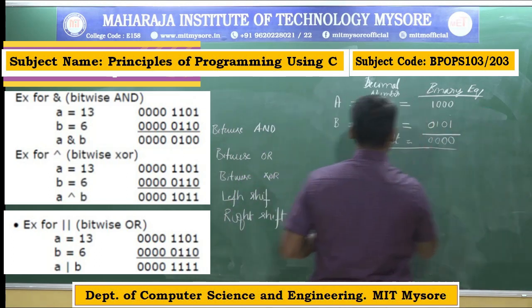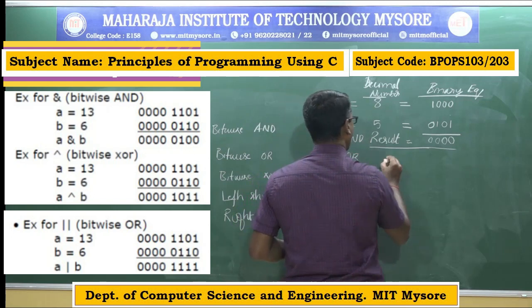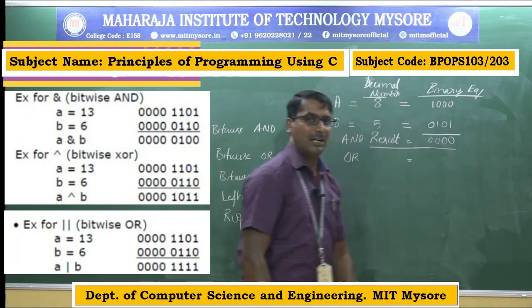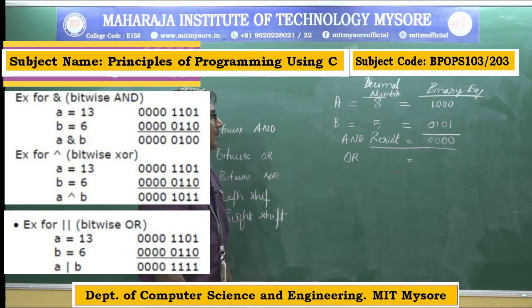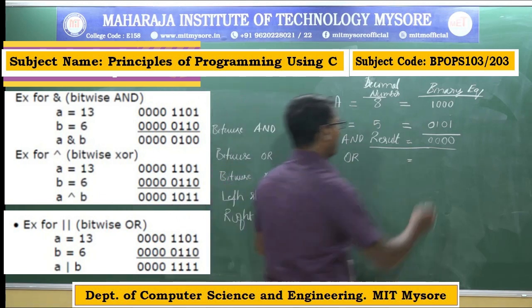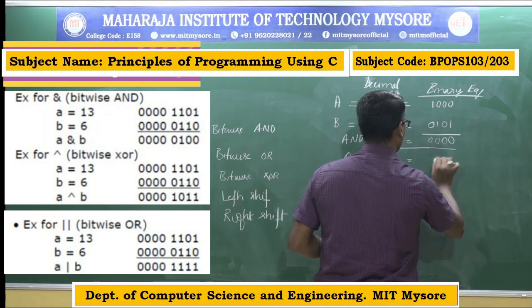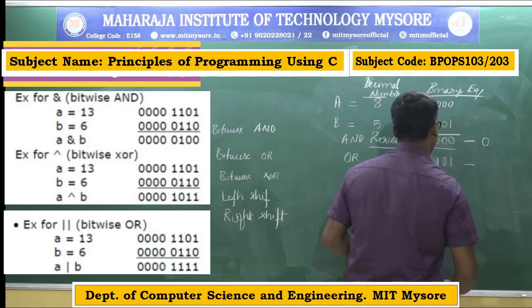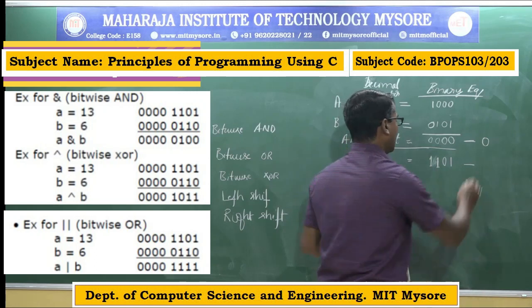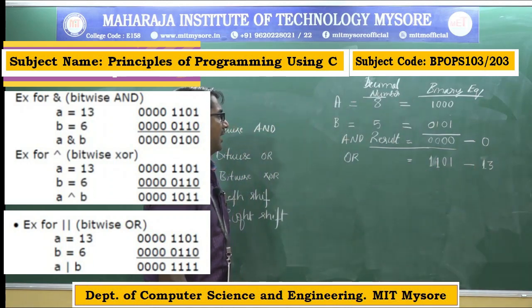Similarly, if you perform the OR operation, in the bitwise OR operation, if any one of the input values is 1, the output is 1. If A is equal to 1 and B is equal to 0, the output is 1, meaning true. Okay, this is the bitwise OR operation. So in the bitwise AND operation the result is 0, and in the bitwise OR operation the value is 13. The value of the bitwise OR operation of A and B is 13.